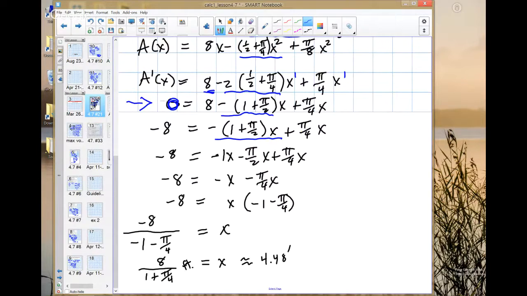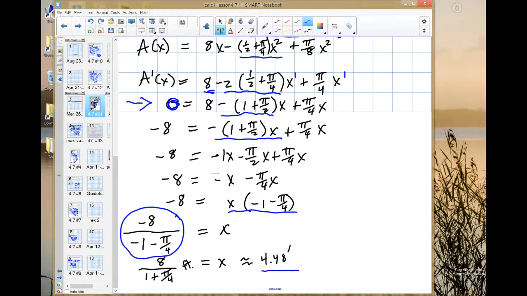X times -1 is -x. X times -pi over 2 is -pi over 2 x. Anyway, when you take a -pi over 2 x plus a positive pi over 4 x, that gives you, so it's -1/2 of pi x plus positive 1/4 of pi x is -1/4 of pi x. And finally, I could factor the x out, and you get this kind of an ugly expression, but there it is. X equals, that's the number I need. I worked it out, and it's a little bit less than 4.5 feet.